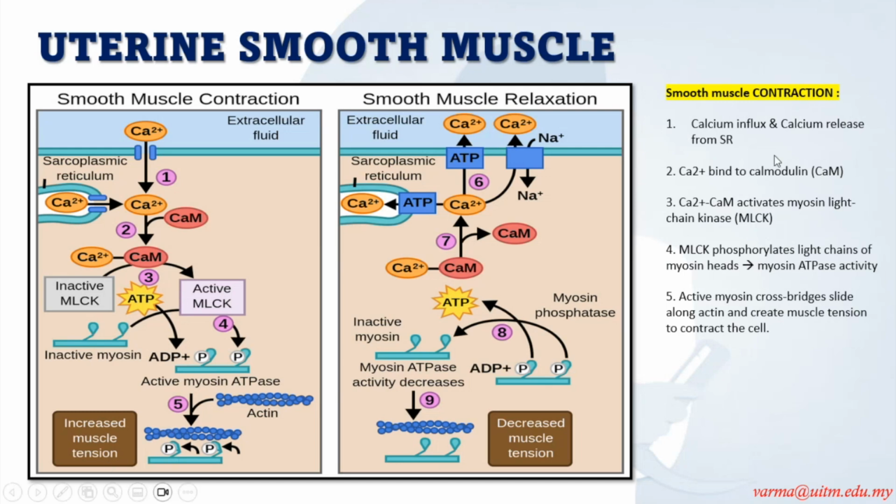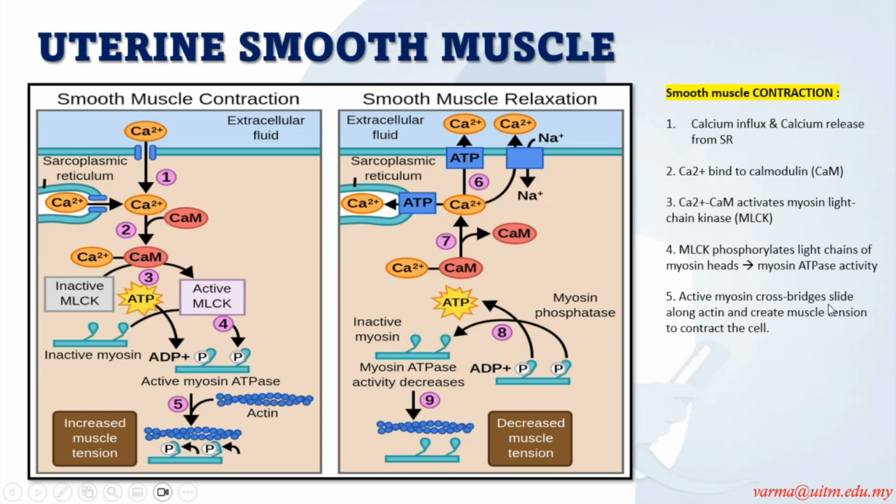Okay, the numbers. Number one, there will be a calcium influx and calcium release from the sarcoplasmic reticulum when an action potential arrives or there is an input for smooth muscle contraction. Then the calcium will bind with a protein called calmodulin, CAM, the calcium calmodulin complex. This calcium calmodulin complex will activate the myosin light chain kinase. Okay, this activated myosin light chain kinase will phosphorylate myosin 8.